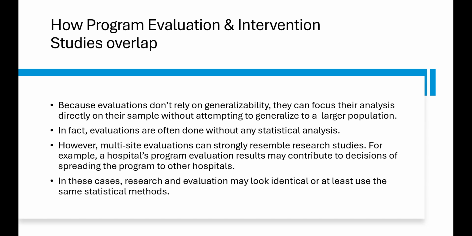Will it help us accomplish the outcomes that we're interested in improving? In that case, we're going to use statistics quite a bit, and we're going to look at generalizability to help answer whether we can take this one program in this one hospital and spread it successfully across our different hospital systems. In these cases, research and evaluation may look identical, or at least use the same statistical methods.